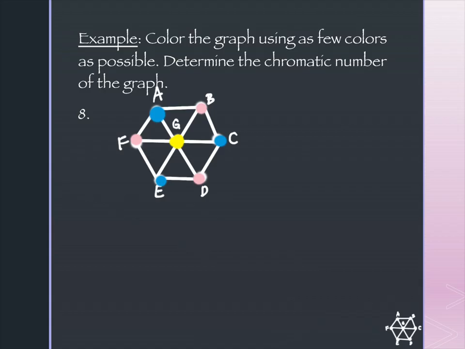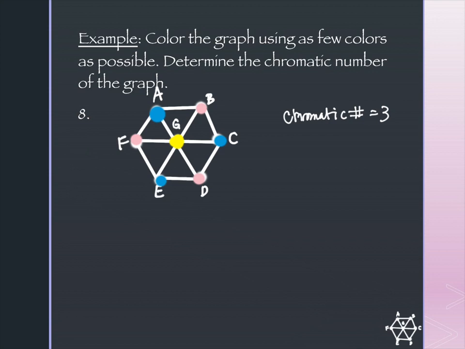So then, what is our chromatic number? Our chromatic number is 3. It's how many colors it took us in order to make the coloring work.